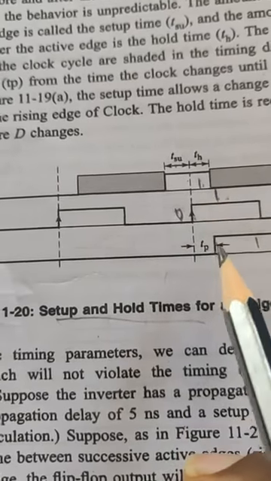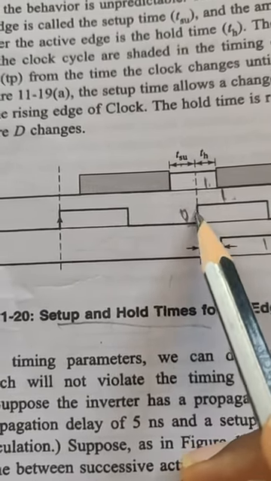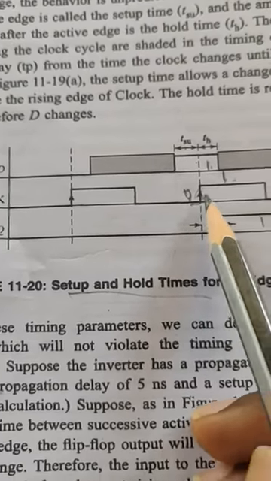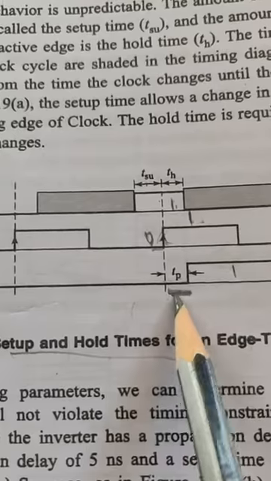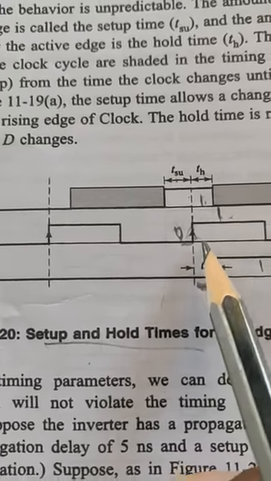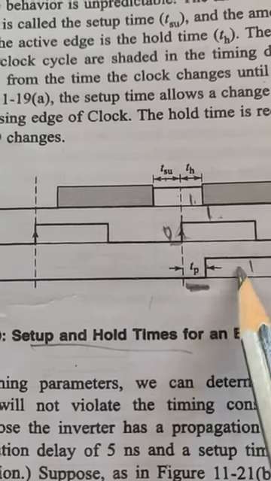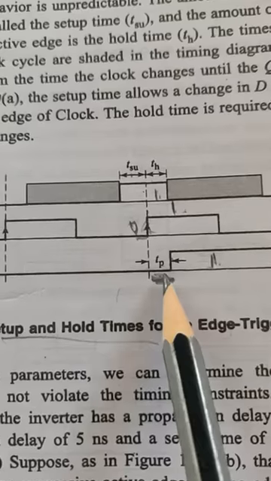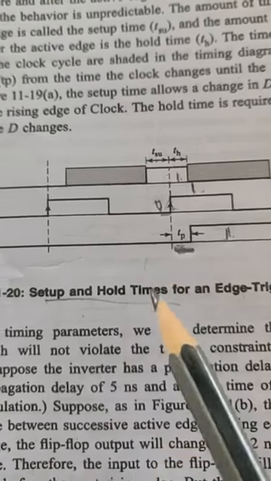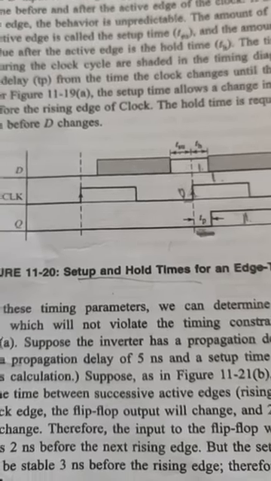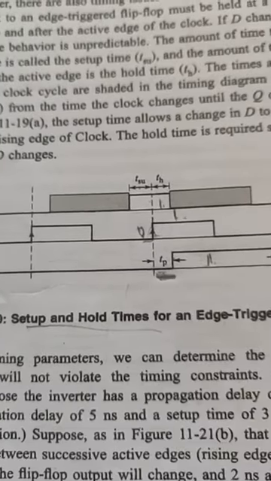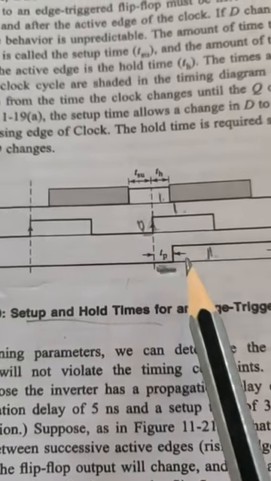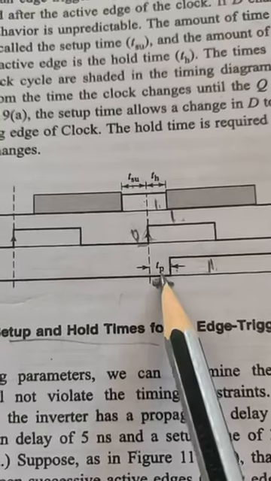But it never affects the output immediately after the clock edge is triggered. It takes some amount of time after the clock edge occurs to change the output based on the input. So what is that amount of time? That is what we call propagation delay. What is the time in between the clock edge occurring and the output changing? That is what we call propagation delay.